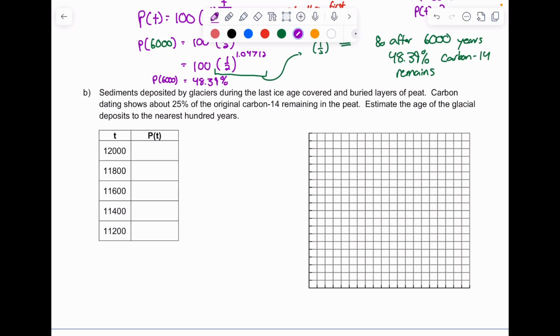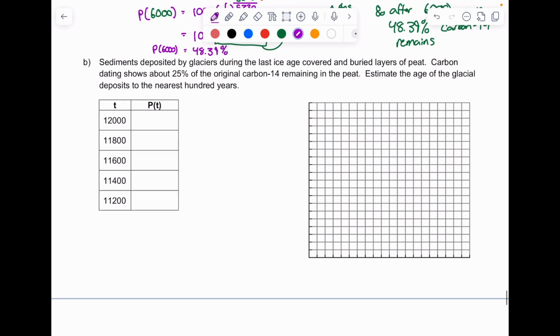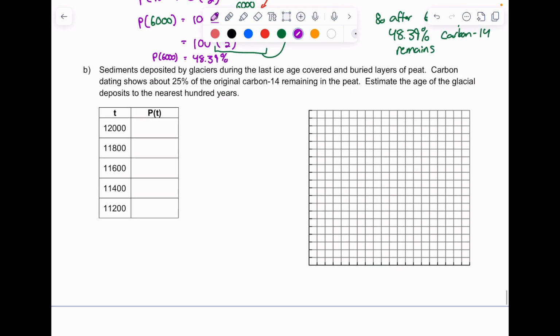Sediments deposited by glaciers during the last ice age covered and buried layers of peat. Carbon dating, right, that word, carbon dating, shows about 25% of the original carbon-14 remaining in the peat. Estimate the age of the glacial deposits to the nearest 100 years. All right, so take your carbon dating, your P of T formula.